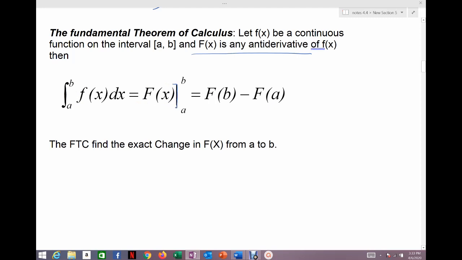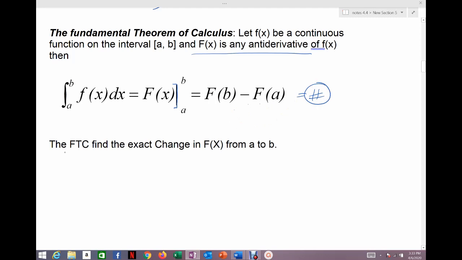Sometimes I use this sort of notation, and that's proper notation that means I'm not finished yet. My next step is, once I've found the general antiderivative, now I'm actually going to use it. And this is how we use it. We take this upper value and plug it into our antiderivative. We take the lower value, a, plug it into our antiderivative, and then subtract those two numbers. Then we'll get a number out.